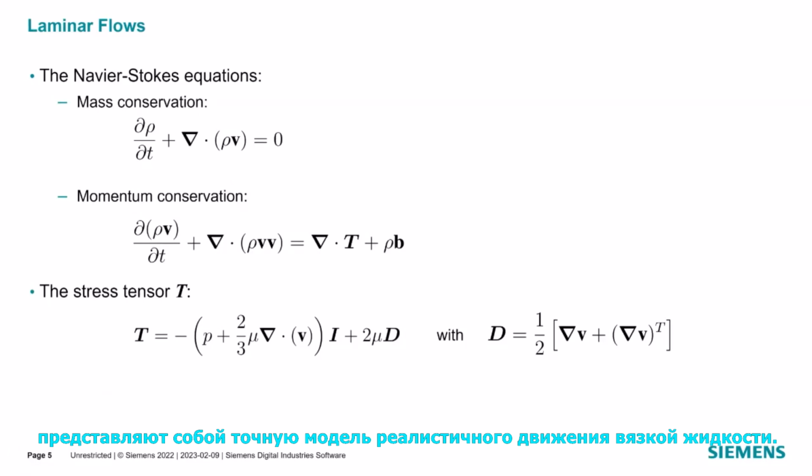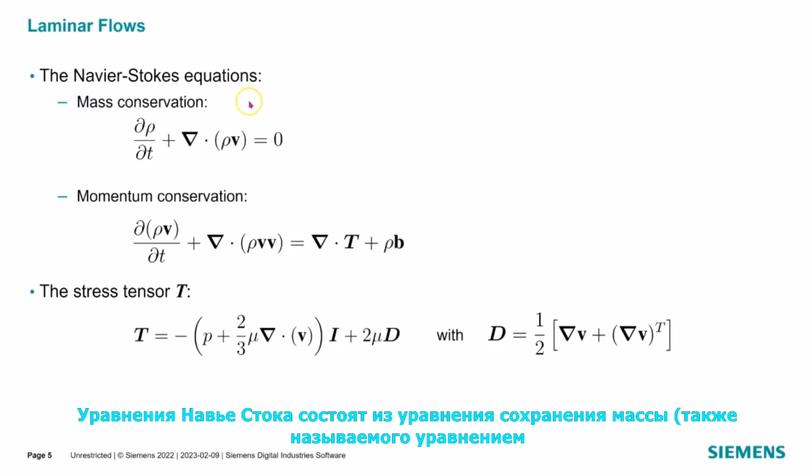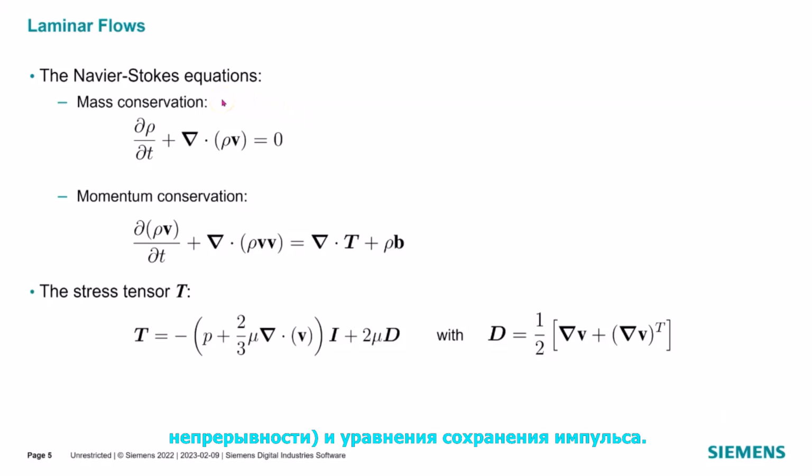Laminar flows are described by the Navier-Stokes equations, which represent an accurate model for a realistic motion of a viscous fluid. The Navier-Stokes equations consist of the mass conservation equation, also called the continuity equation, and the momentum conservation equation. These equations contain the rate of change term, the convection term, the diffusion term, and the source term. The stress tensor T contains contributions from pressure, from fluid compressibility, and from viscous forces, where D is the rate of strain tensor, which is defined as 1/2 of the gradient of velocity field tensor plus the transpose of it. Mu is the dynamic viscosity of the fluid, which is determined experimentally.